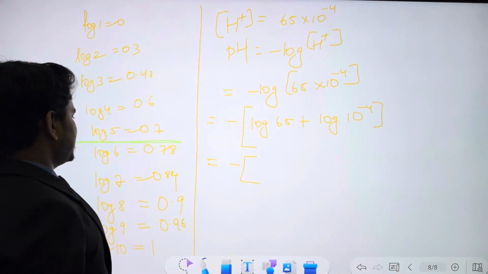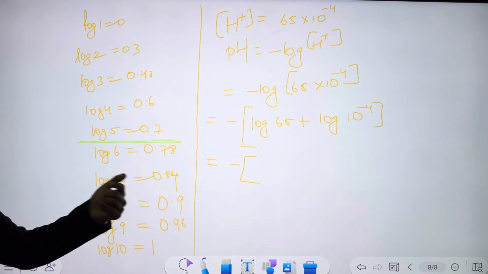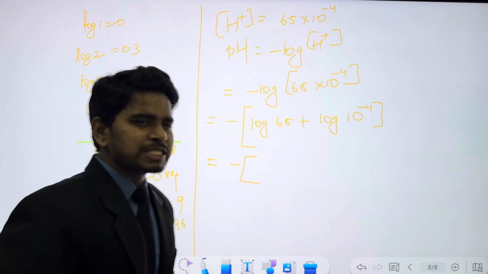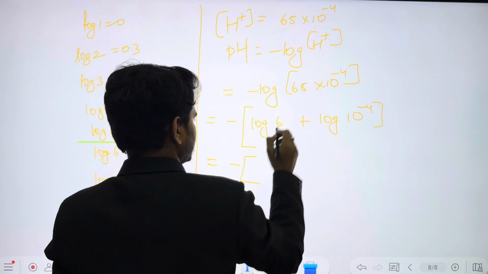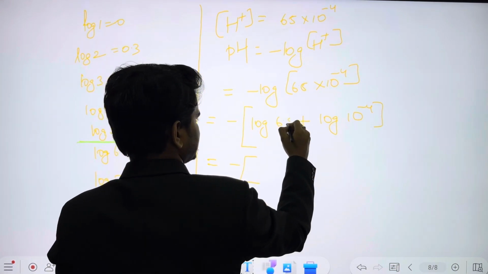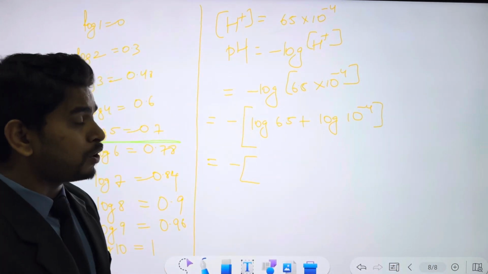We know log 6 value is 0.78 and log 7 value is 0.84. So log 6.5 will lie between them. This is 6.5, guys. So my question is, what do you think can be the value of log 6.5?